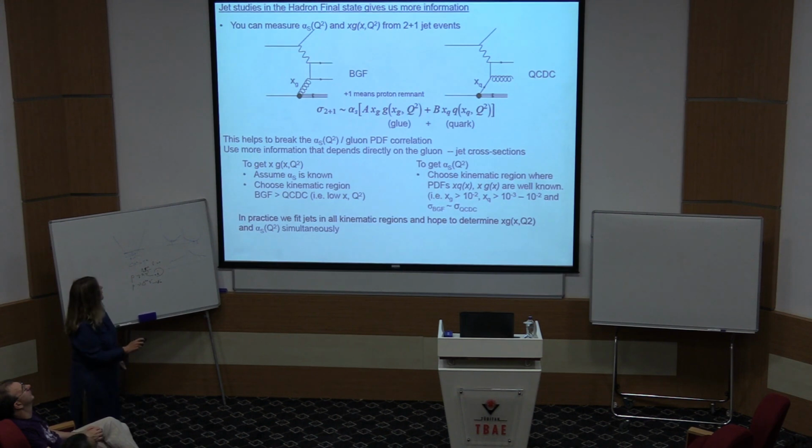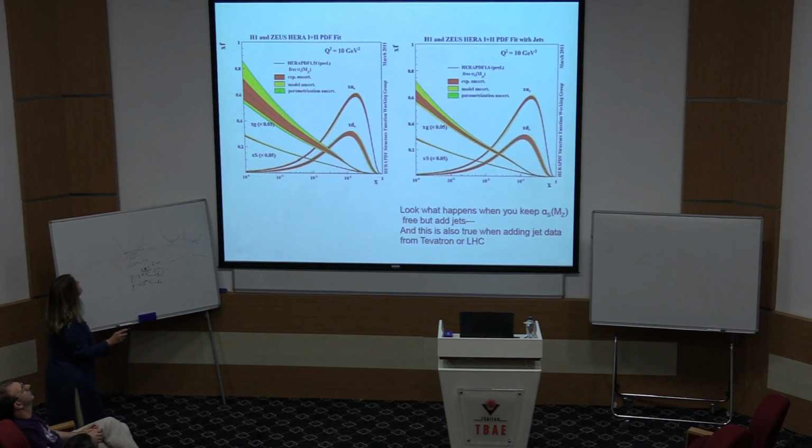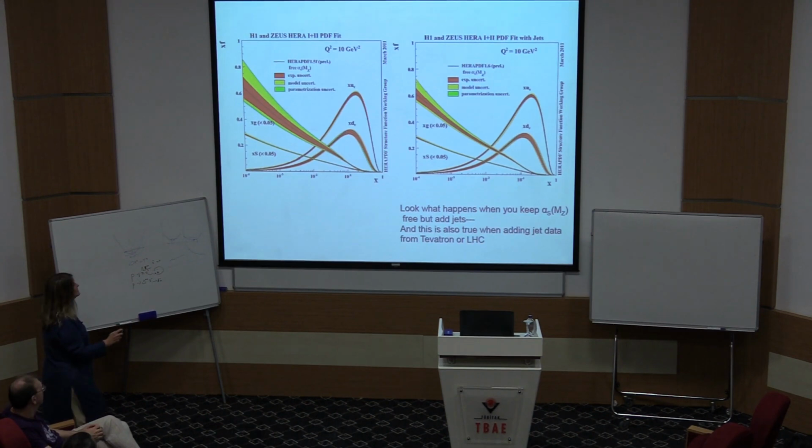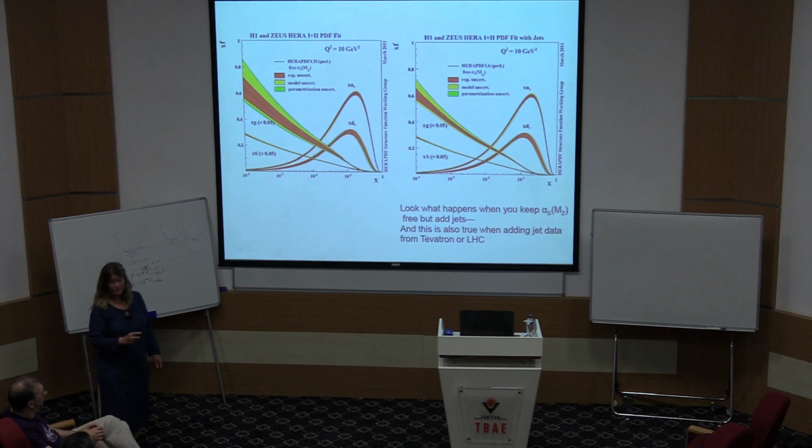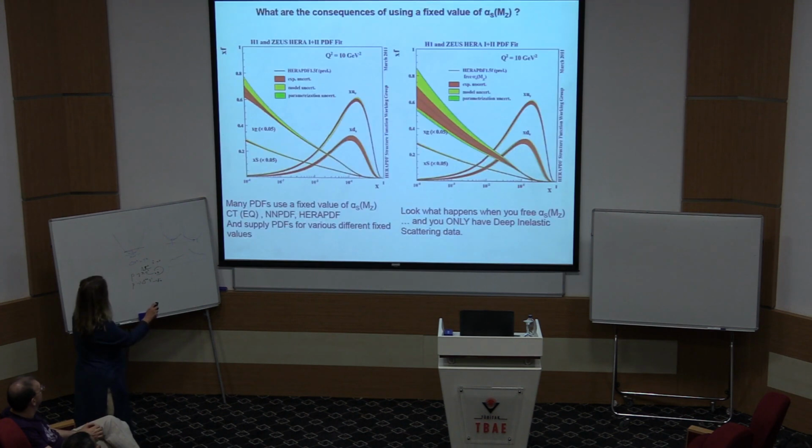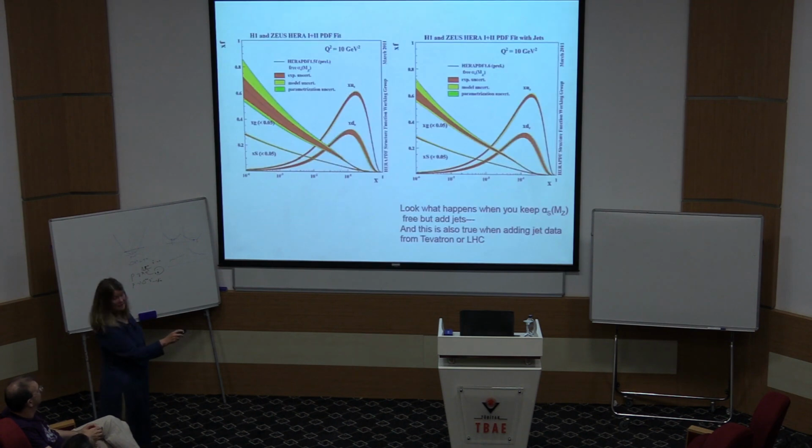Right? So I think the final slide before the break is to say, here I was with my free alpha S fit to my deep inelastic scattering data, and then I put in the dijet data from those events, and that gave me a much tighter handle on the gluon. If you just flip back two slides, you can see it's not quite as tight as that, but it's getting much better, right, when you add extra information.